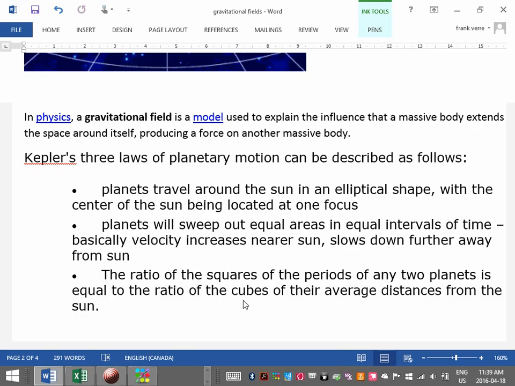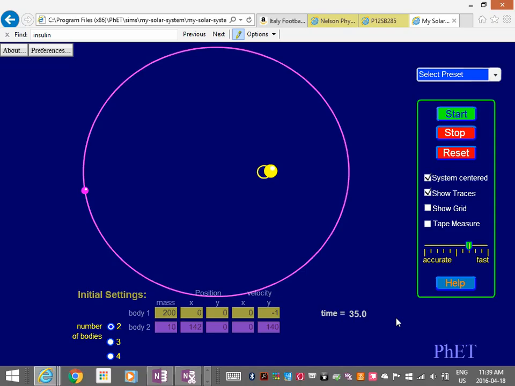The second thing that he noticed is that the velocity changes. And you probably noticed that when you were looking at your simulations. You'll notice that as the object moves towards the sun, it'll speed up. And as it moves away from the sun, it will slow down. So it will speed up, slow down. Okay, and you can see that here.